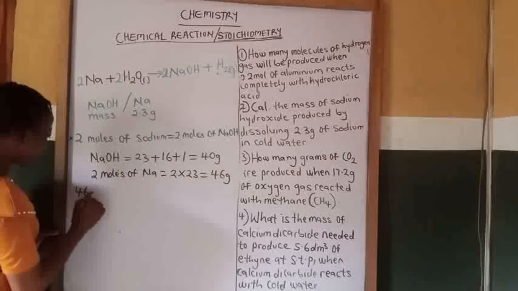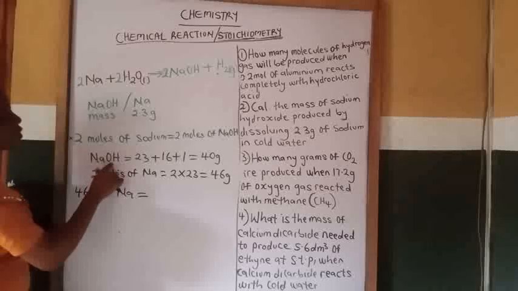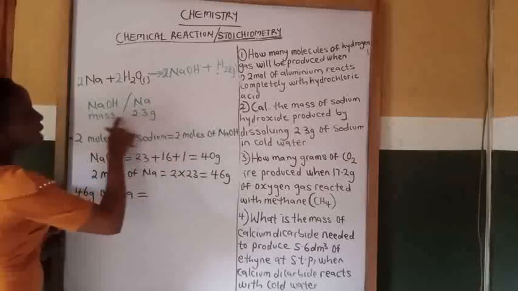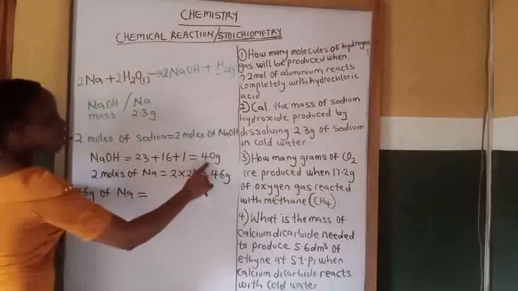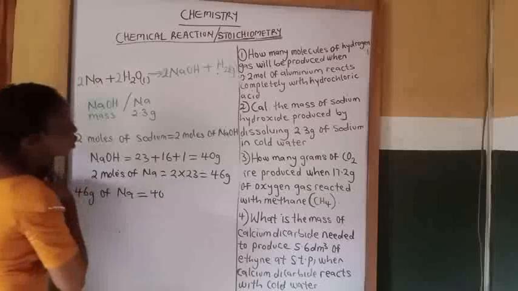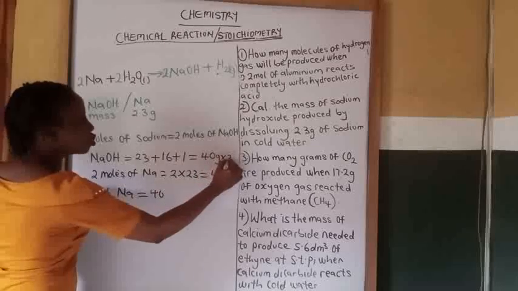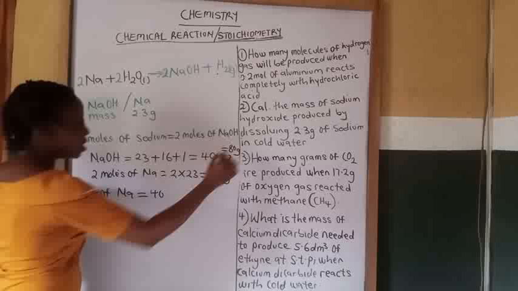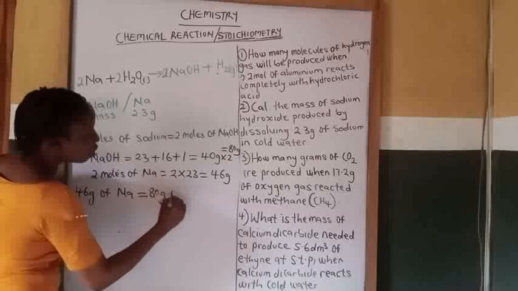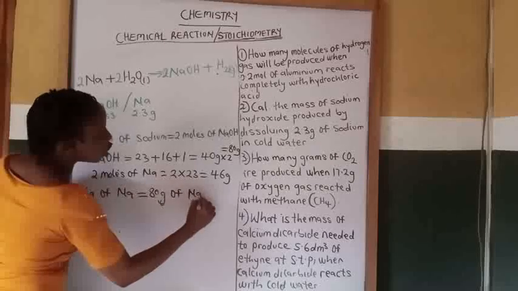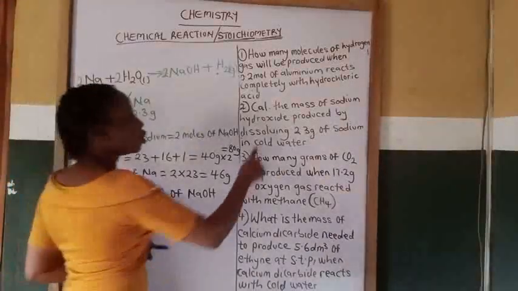Then we say 46 gram of sodium equals, then we have converted sodium hydroxide to mass in gram, because they said we should look for the mass of sodium hydroxide. So we have converted to 40 grams. Then we say 40, then don't forget that we are having 2 moles of sodium hydroxide. We multiply by 2, so it will give us 80 grams. So therefore 46 grams of sodium gives 80 grams of sodium hydroxide. Then you go back to your question.